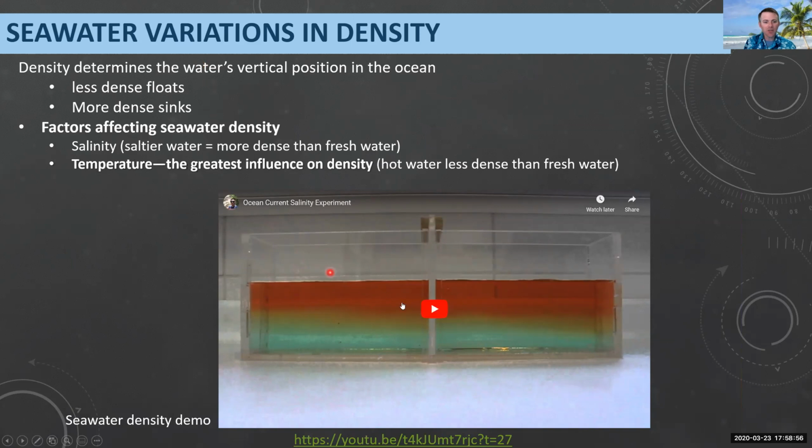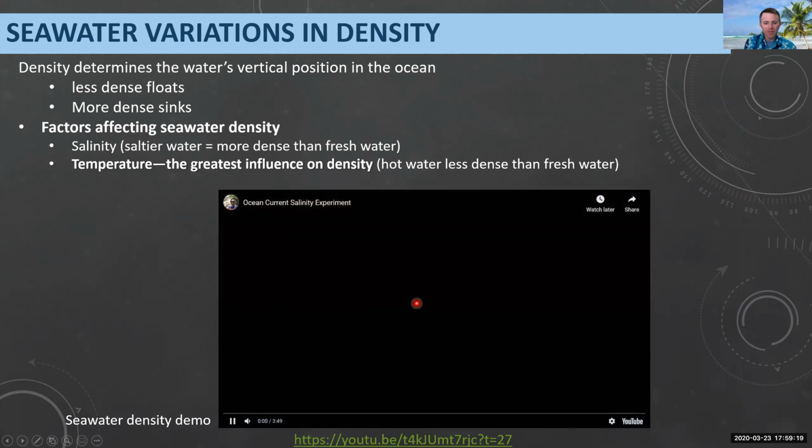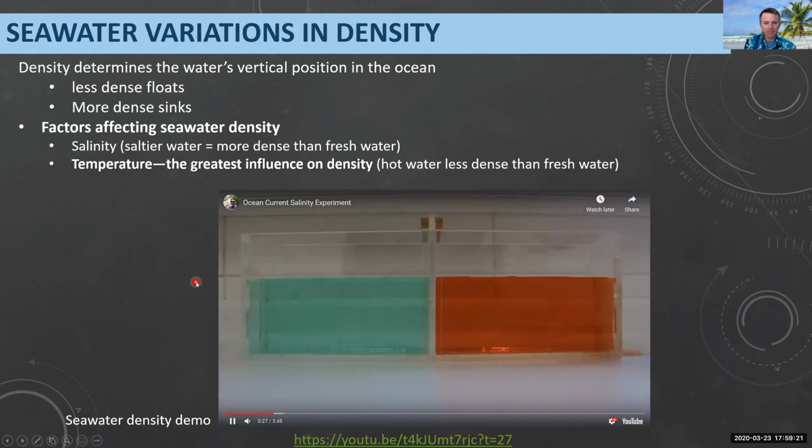So I just want to show you this. Here's a salinity experiment to show you what happens when you have two different types of salinity mixed together here. Obviously we have some blue stuff on the bottom, which must be more dense because it's on the bottom. And we have orange water on the top, which is probably not very dense because it's on the top. So let's see what happens when we pull this middle piece out of the top right here.